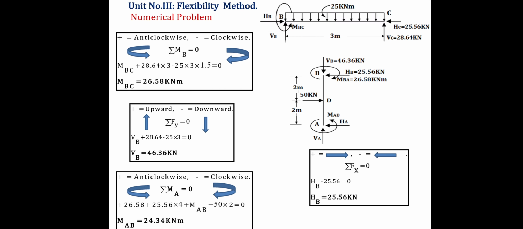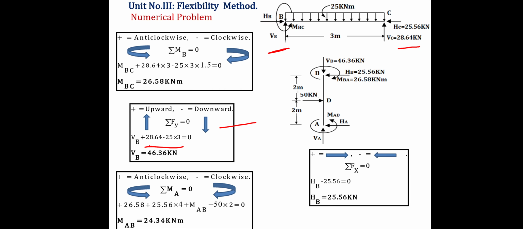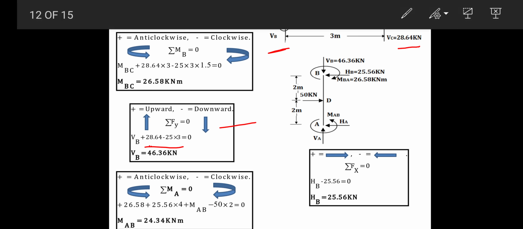Next, let us calculate the VB. To calculate VB, let us do the summation Fy. Upward is positive, downward is negative. VB plus the point load at C, plus 28.64, and the UDL minus 25 into 3. So by simplifying, we have VB equal to 46.34 kilonewton upward.